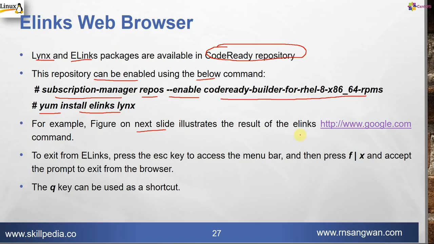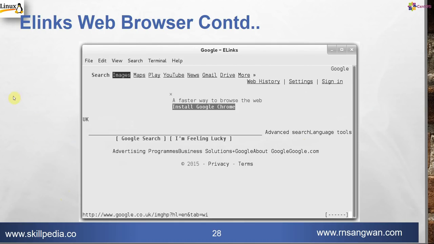This is the outcome of the command elinks google.com. To exit from elinks, you can press the escape key, then that will give you the menu bar, and then press F or X to accept the prompt to exit from the browser. Q can be used as a shortcut. This is the screenshot: Google open in the elinks browser, and here you can search whatever you want to search.